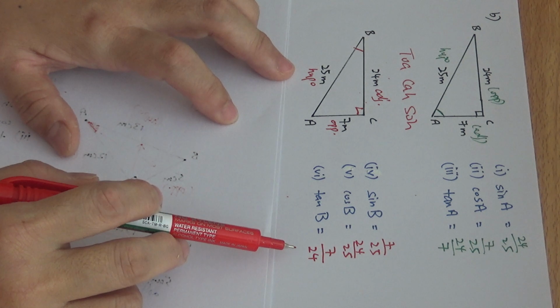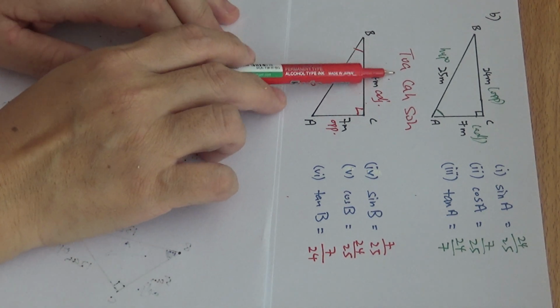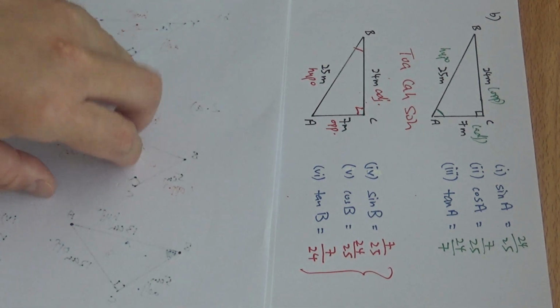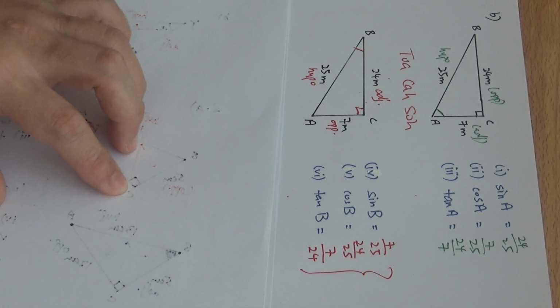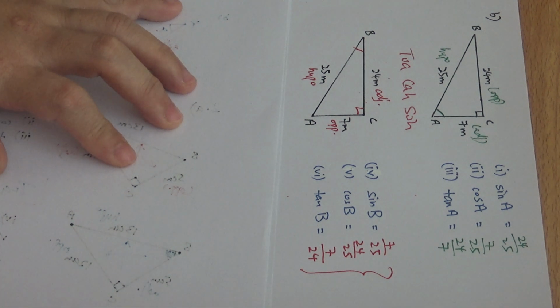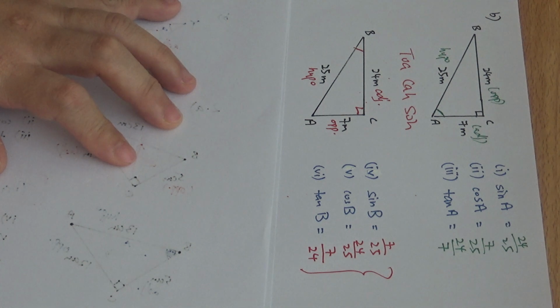Alright, so all of you must take note, we must follow the rule TOA CAH SOH in order to get these three ratios. Okay, that will complete your question 2B. Alright, take a look at it. If you need to pause the video anytime, please feel free to do so. Okay, now then I will go to page 195, question number 3.